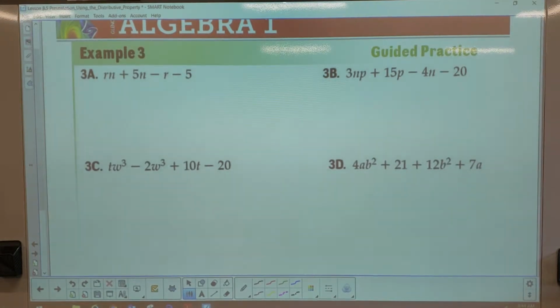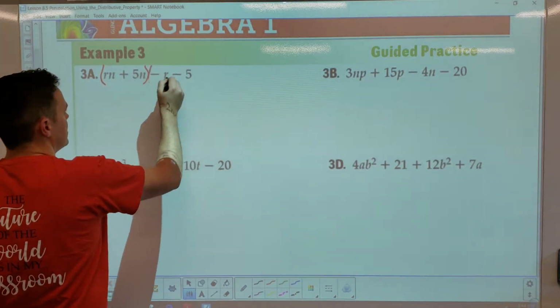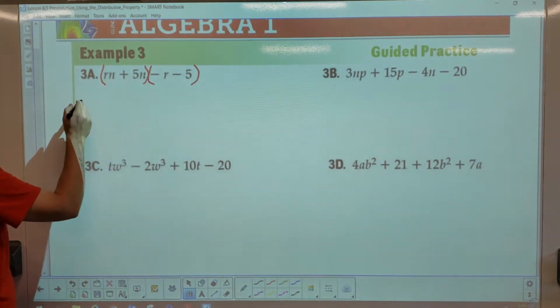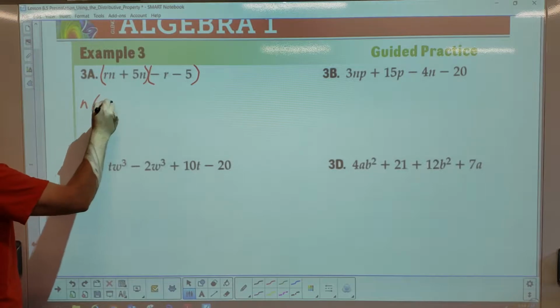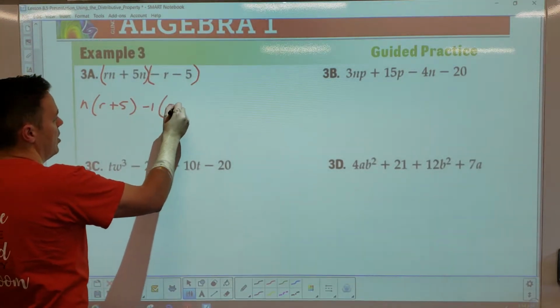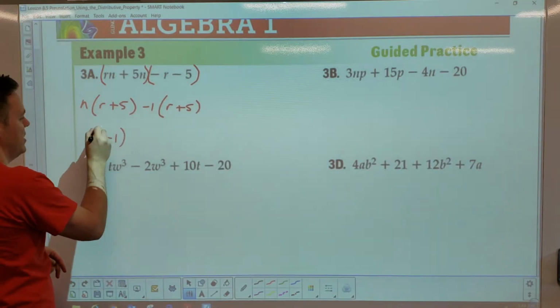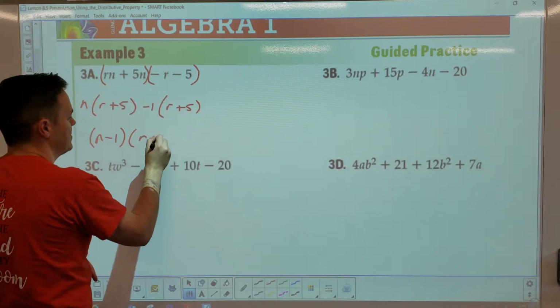All right, so let's move along on this one really quick. First pieces are, when you factor these out, these share in common an n. So it would be r plus 5, and this would be a negative 1. And then it would be r plus 5. They're the same thing. So it would be n minus 1, and then r plus 5.